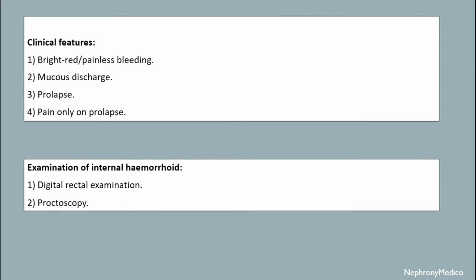Now, clinical features. There is bright red painless bleeding, there is mucus discharge, there is prolapse, and there is pain only on prolapse. Examination of the internal hemorrhoid is done with DRE and proctoscopy.